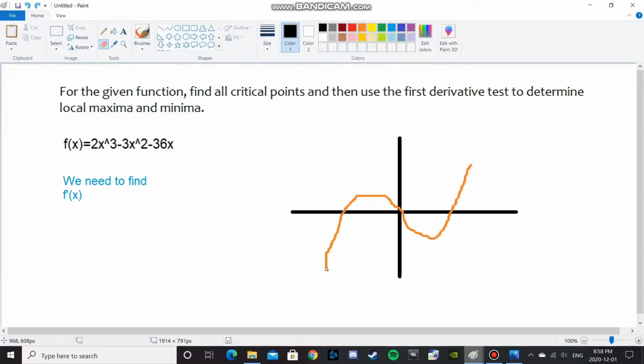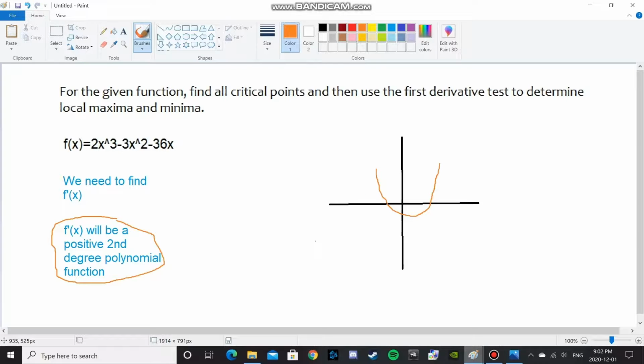the zeros. To find the exact points of any local maxima or minima, we will need to obtain the first derivative of this function. This shouldn't be too difficult, however, as it is only a matter of applying the power rule. We know that f prime of x will be equal to some positive second-degree polynomial. This tells us that the graph will look something along the lines of this.